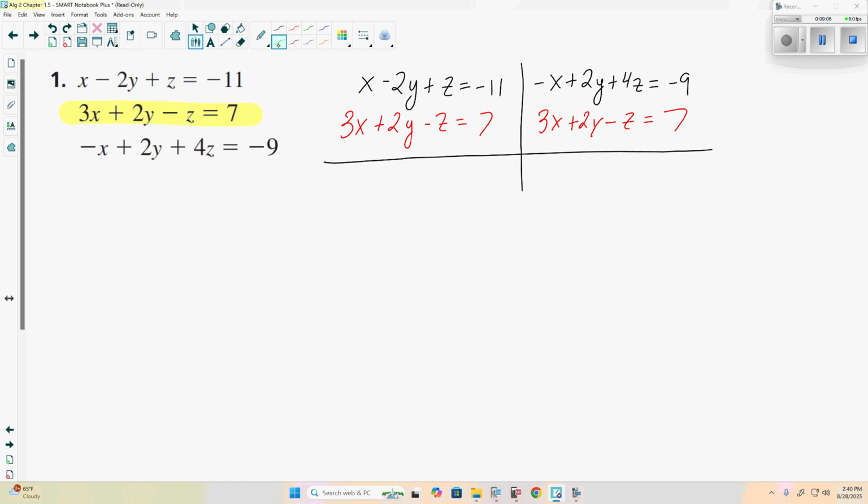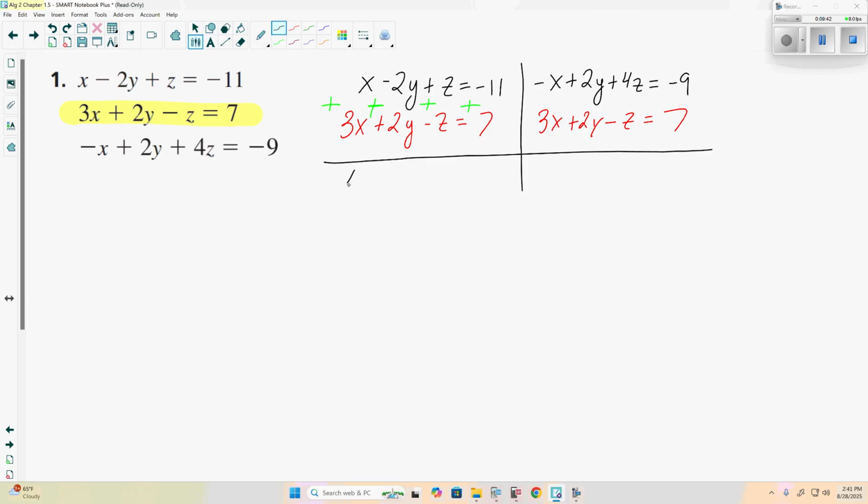Questions on how we set this up? So on the left one here, we said we're going to eliminate y first. If we subtracted negative 2 minus 2, that is negative 4, yes? We wanted it to be what? 0. So we can't subtract. We'll most likely have to add. Negative 2 plus 2 is indeed 0. So here we're going to have to add these equations together.